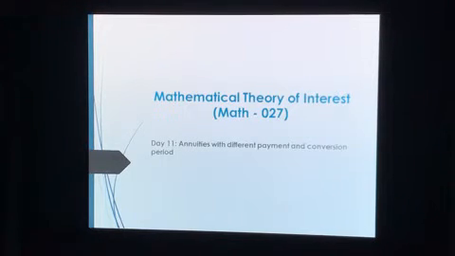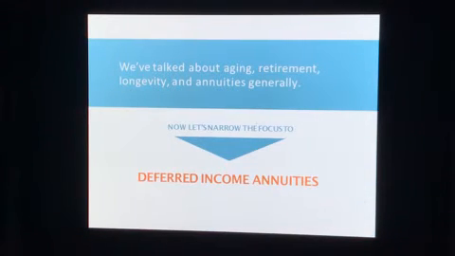So in today's discussion and in tomorrow's discussion, we will discuss this topic, annuities with different payment and conversion periods. Now, moving further, these annuities are basically called deferred income annuities. The annuities having different payments and conversion periods, we normally call them deferred income annuities.